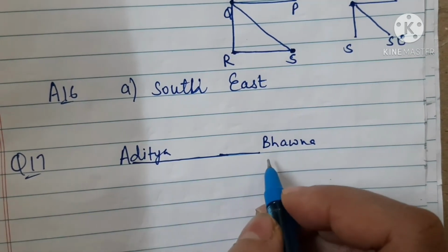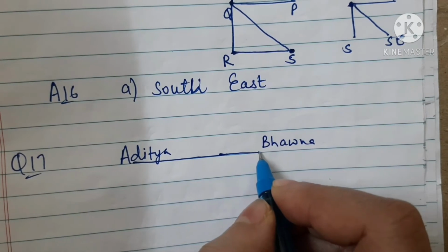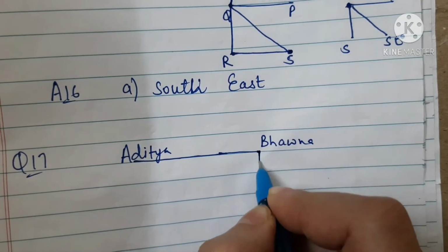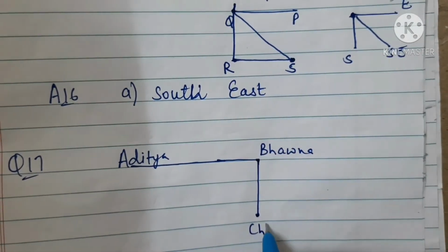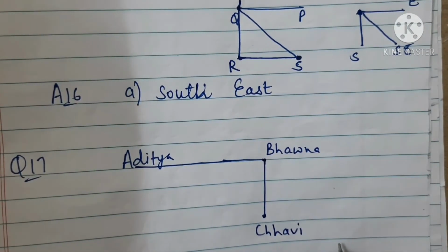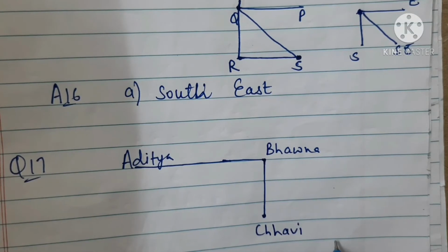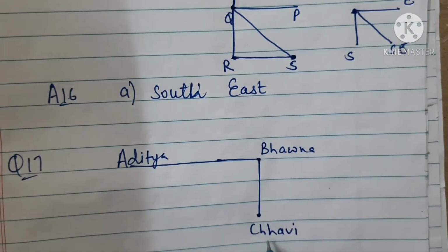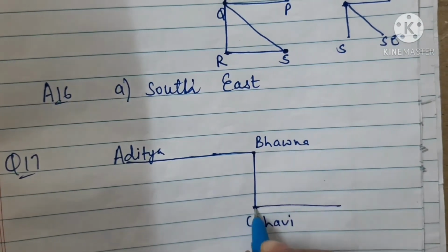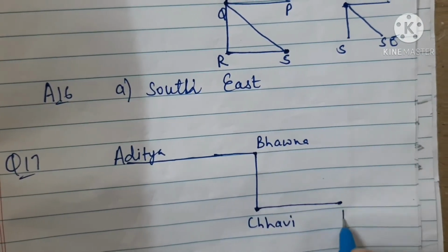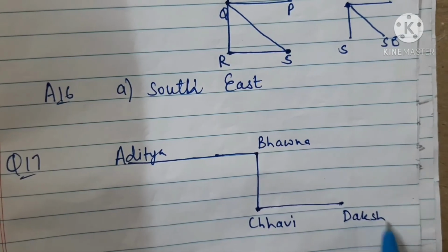Sorry, Bhavna's house is in the north of Chavi's house. So that means Chavi's house will be somewhat here. Only then Bhavna's house will be in the north of Chavi's house. Chavi's house is in the west of Daksh's house. Chavi's house is in the west, so this is the west direction, and here will be Daksh's house.